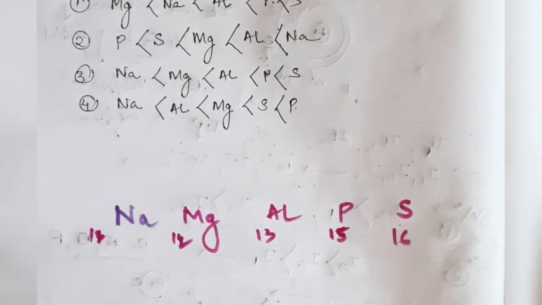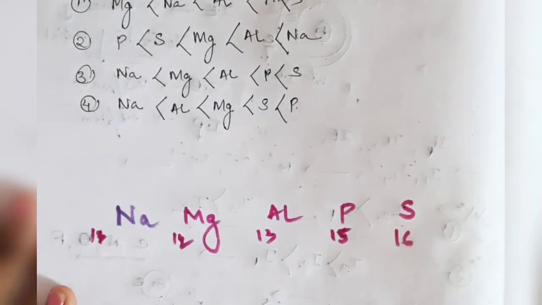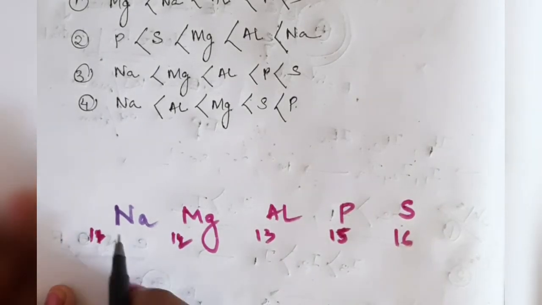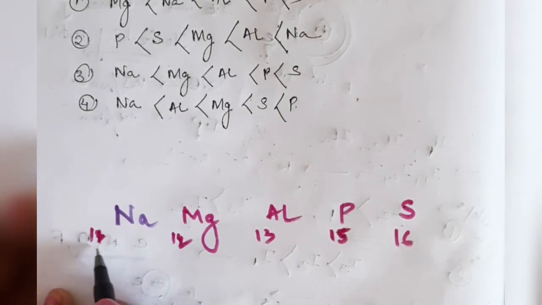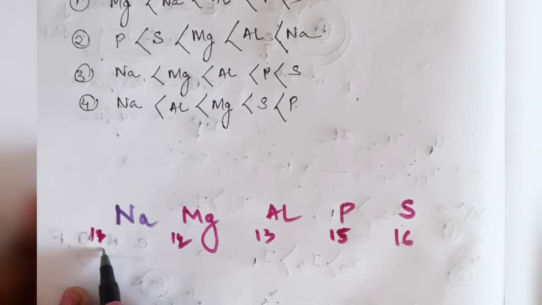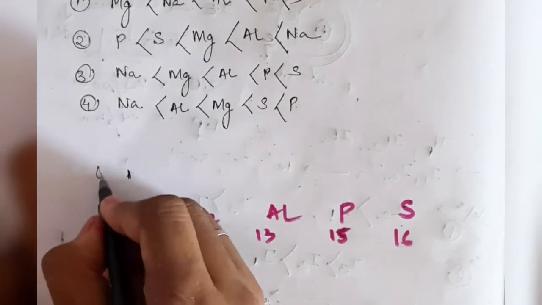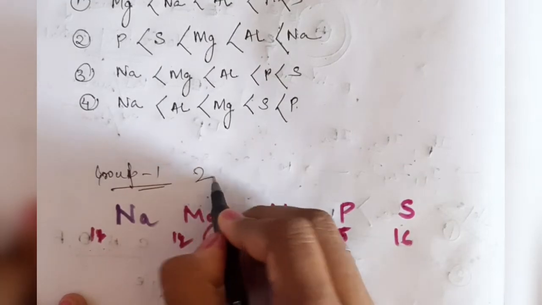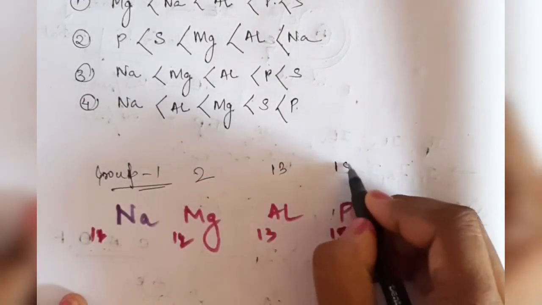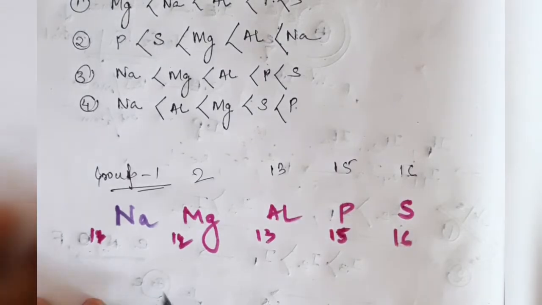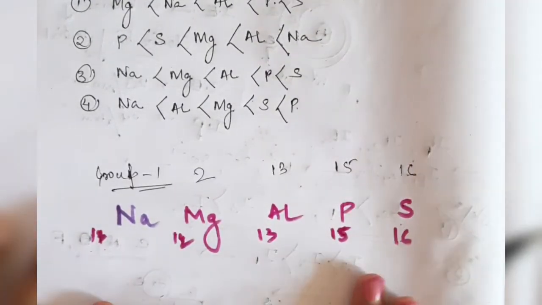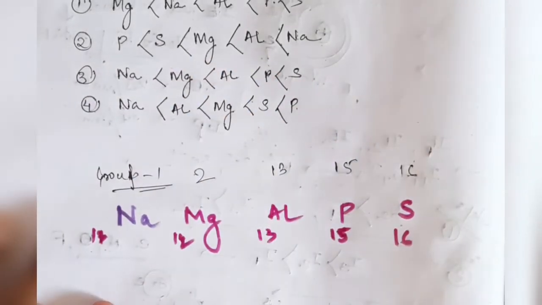So now, whatever we have learned, we will go through this one. What we learned is that the alkali metal sodium comes in group 1, it is number 11. Then this is your group 2, this is group 13, this is 15, and this is 16. As we go along a period, size decreases and ionization energy should increase. That means sulfur should have the highest ionization energy.